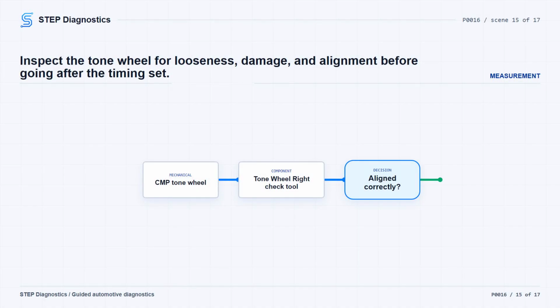Turn the ignition off, remove the cylinder head cover, and inspect the camshaft sensor tone wheel for looseness or damage. Then use the check tool to check the CMP sensor tone wheel alignment. If the tone wheel is aligned correctly, continue to timing alignment. If it is not aligned correctly, replace the exhaust camshaft assembly, perform the cam/crank relearn, and verify the repair.